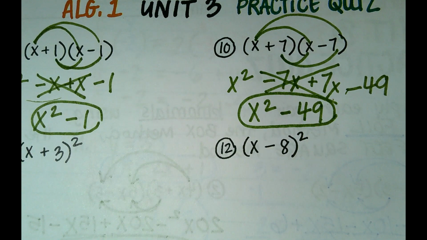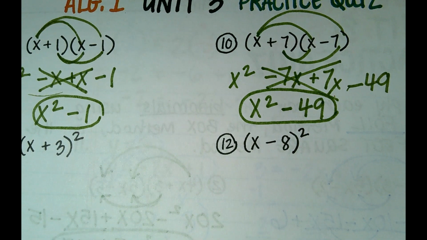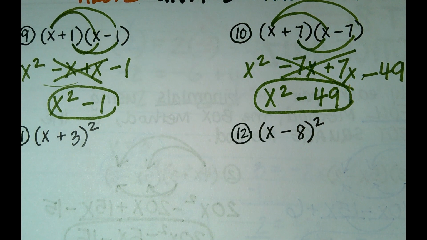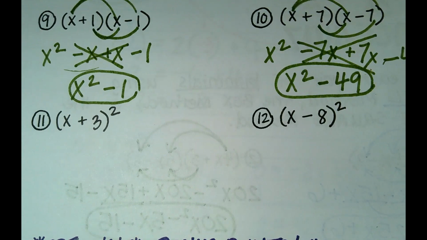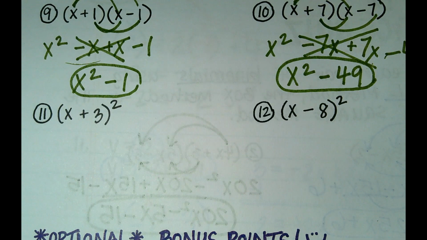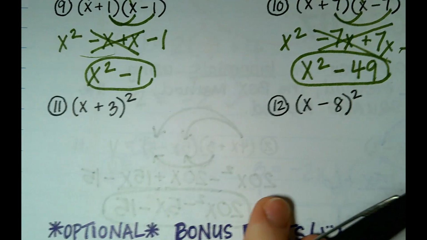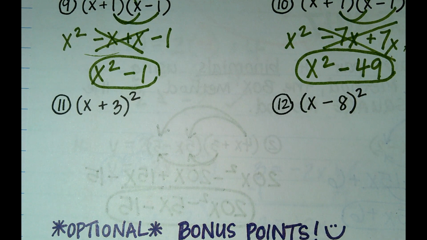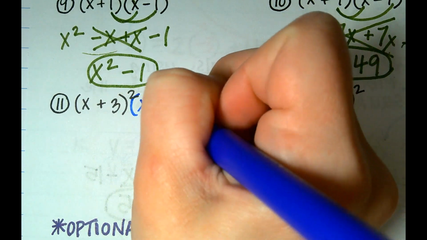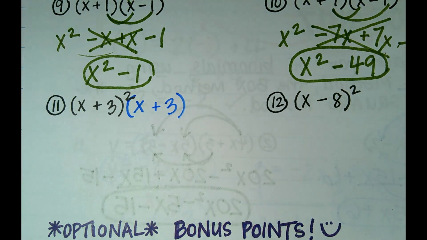Whenever we do number 11 and 12, I see we have x plus 3 squared and x minus 8 squared. When we square something, we're just multiplying it to itself. So there's a couple of ways to think of these two problems. What's the first way we could think of number 11? You could write it out twice. You're just doing x plus 3 times x plus 3, and you just use the FOIL method like normal.